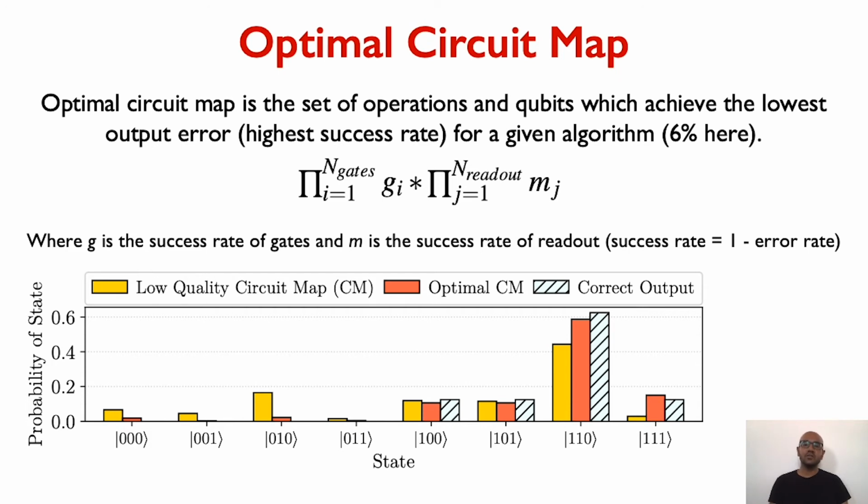So as we can see in the figure over here, the red bars show the results of the optimal circuit map, and we can see that those are much closer to the correct output than the low quality circuit map's results. In fact, the overall output error is only 6% with the optimal circuit map, while it was 28% with the low quality circuit map. So while we're still not able to achieve the ideal results, we can considerably reduce the error rates. In this case, it's reduced by 22 percentage points, and that can be very helpful for us in order to determine the correct output of the algorithm that we ran.